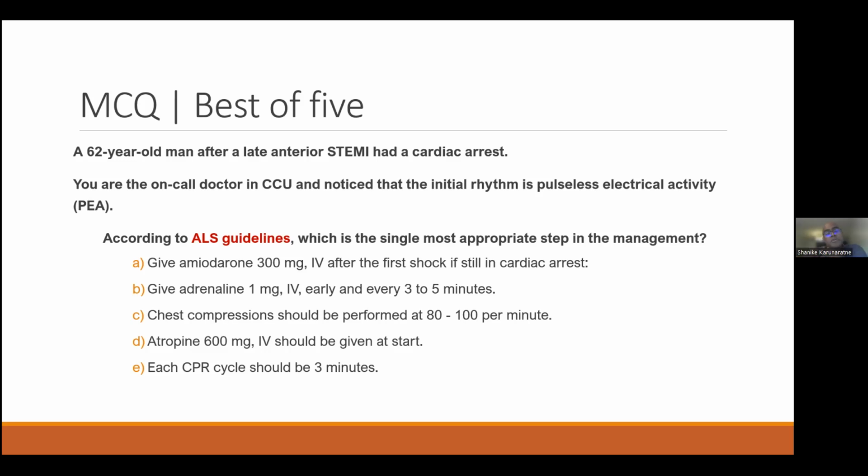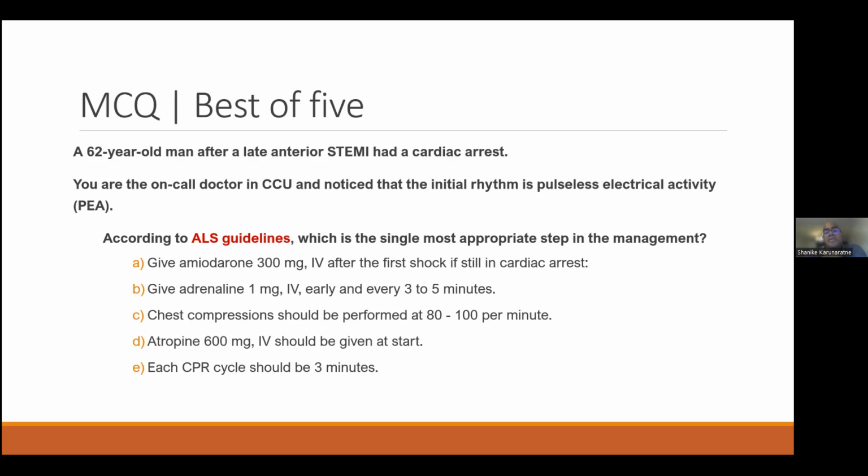What about the second statement? Give adrenaline 1 milligram IV early and every 3 to 5 minutes. That looks true, right? Yes, because this is pulseless electrical activity, so you have to give it as early as possible. But if it is a shockable rhythm, basically you give it in the third cycle and every 3 to 5 minutes after that.